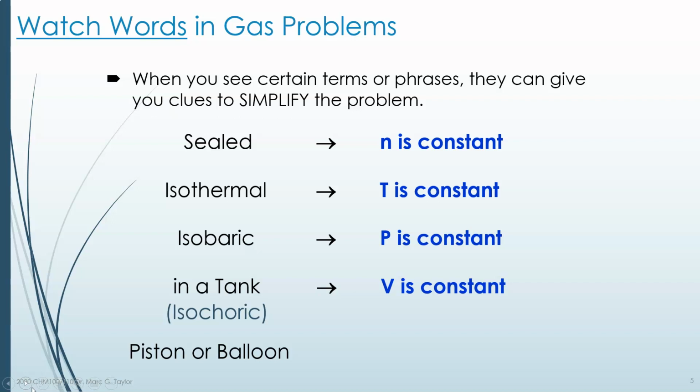So the only thing we know is constant in a piston or balloon, and that is if it's sealed, is the n. But typically we just know when we hear the word piston or balloon, that any of those three things, pressure, volume, or temperature, might vary. And with this, we'll stop here.